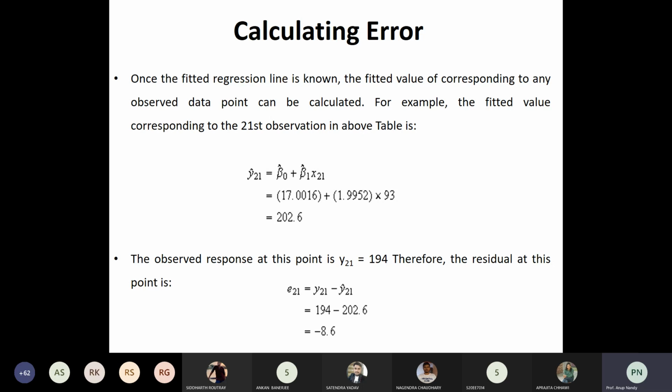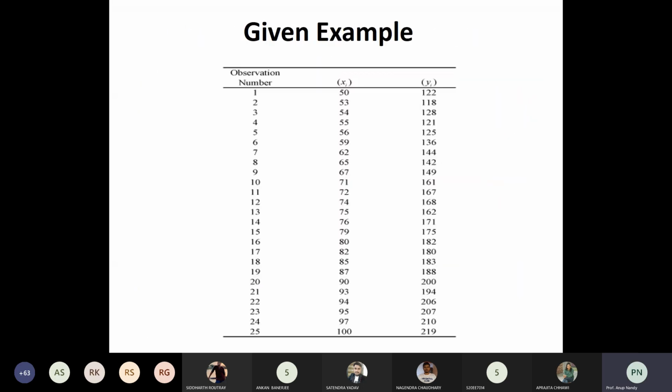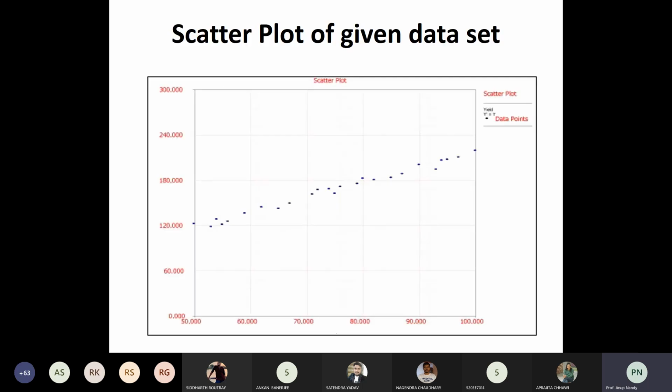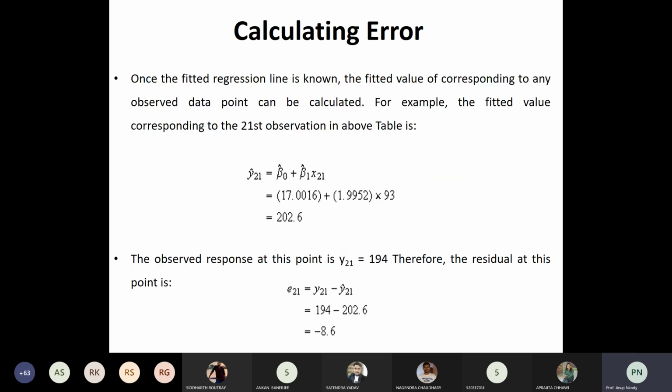Once the fitted regression line is known, the fitted value corresponding to any observed data point can be calculated. For example, the fitted value of the corresponding 21st observation. I mean, you can also compute for all the observations. Then y21 is equal to b0 plus b1 times x21. So what is the value of x21? You just see, it is 93. You have just computed it as 93. So now you just put it in, so y21 is equal to 202.